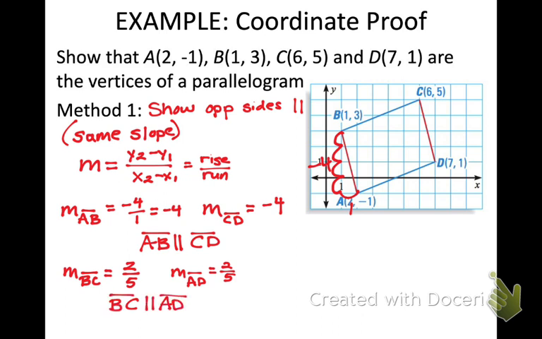So are both sets of opposite sides parallel? Yes. So then I would write: if opposite sides are parallel, then parallelogram. Done. That's probably the easiest thing to do because it's pretty easy to just count rise and runs. Would you agree?